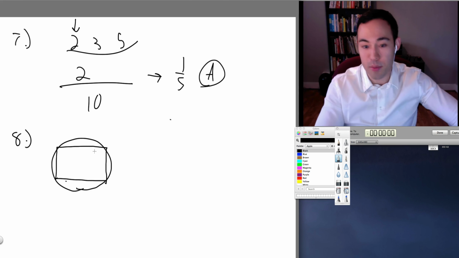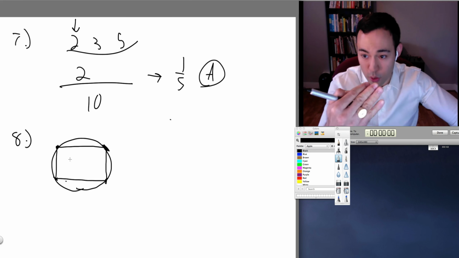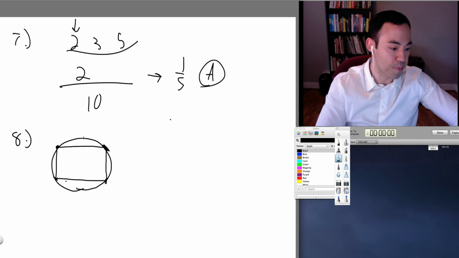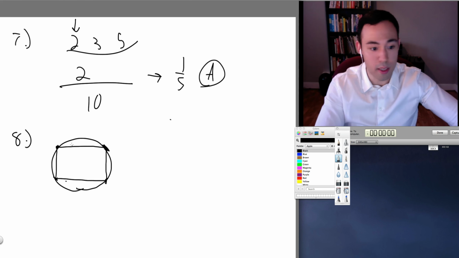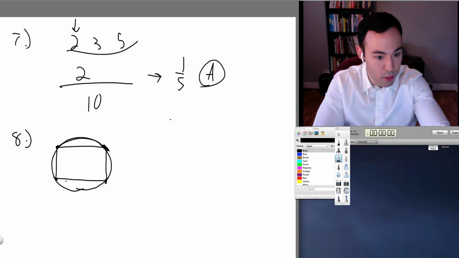When a square is inscribed in a circle, that means its 4 corners just perfectly touch that circle right there, and it doesn't go past and it doesn't fall short of touching the circle. And the square has 4 sides, and so this chunk of the circle is going to be 1/4 of the entire circle, because the square is cutting the circumference up into 4 equal chunks right here.